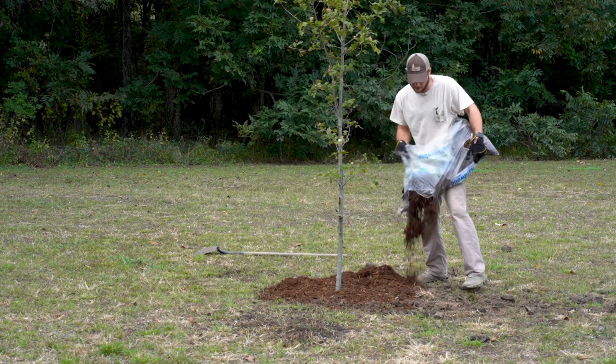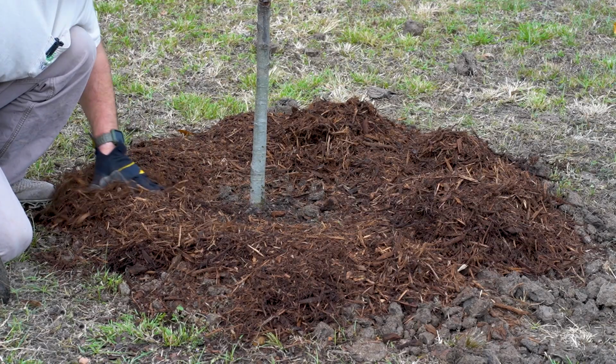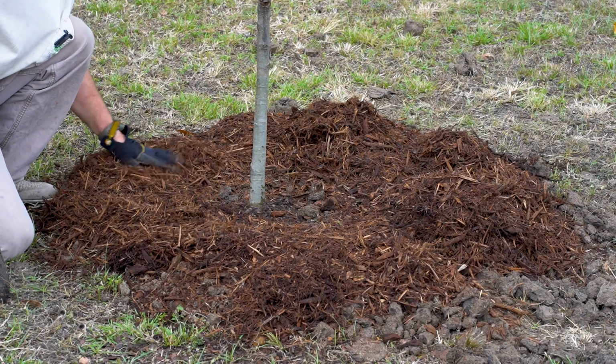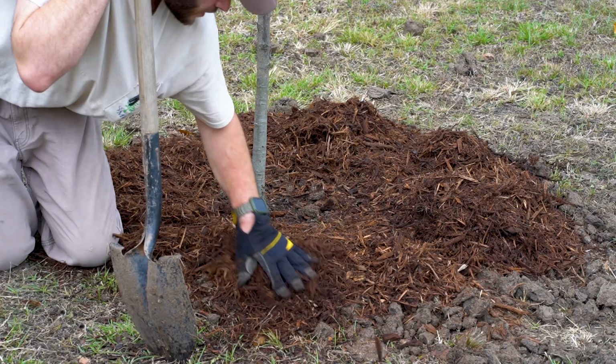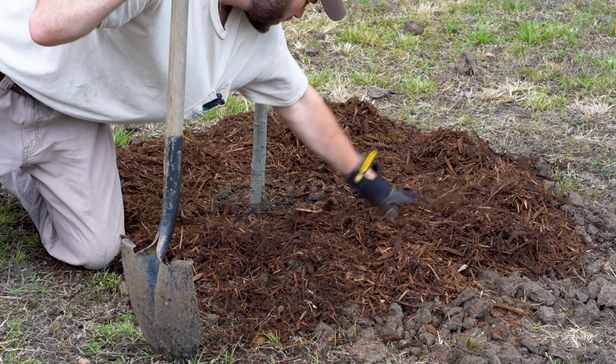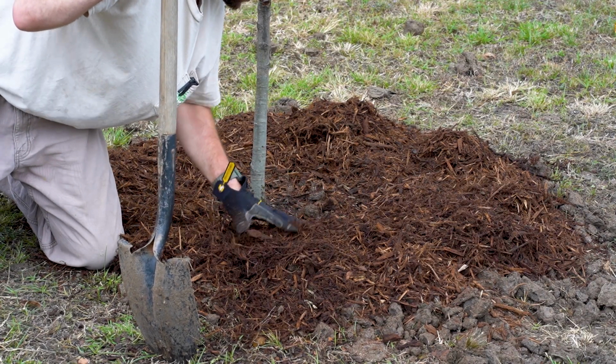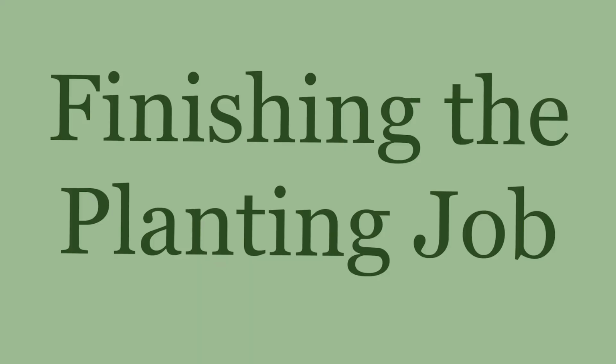Build a small earthen berm around the drip line to catch water and allow it to soak in slowly. Finally, only use slow-release fertilizer if a soil test indicates a need, and avoid fast-release fertilizers that can damage young roots. Finishing the planting job.